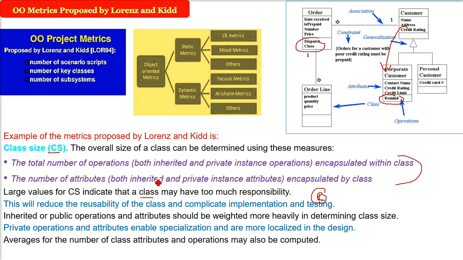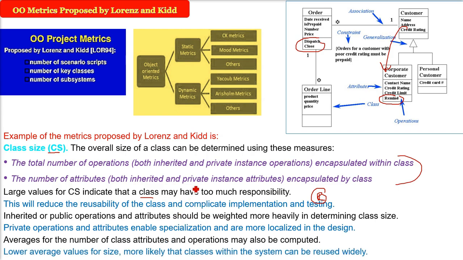So we can compute averages of the number of class attributes and operations, and if you have low average values of this class size, it is more likely that classes within the system can be reused. They can be reused in other projects or in this one only.